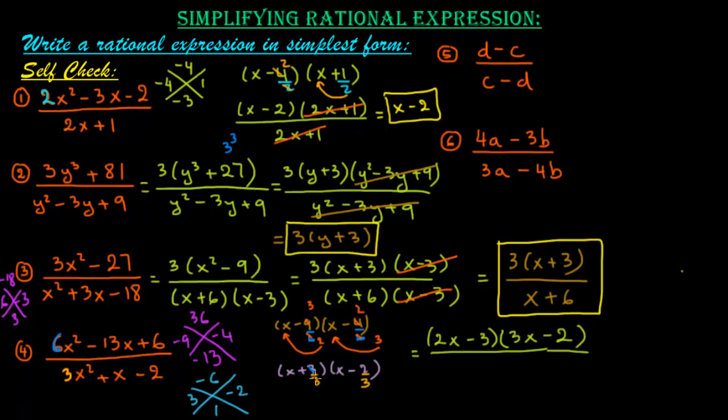3 divided by 3 is 1, and this one, 2/3, is in lowest terms, so I bring the 3 in front. That gives me x plus 1 times 3x minus 2. Then 3x minus 2 is a like term, so they divide out. So the final answer is 2x minus 3 over x plus 1.